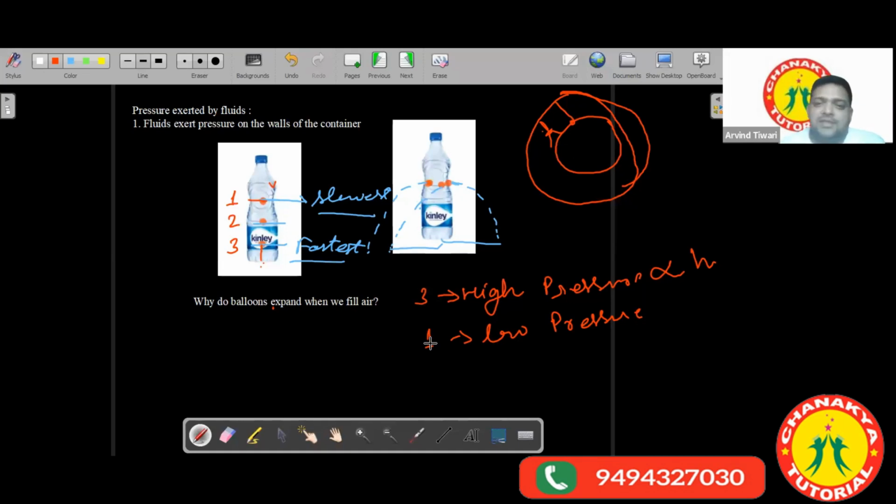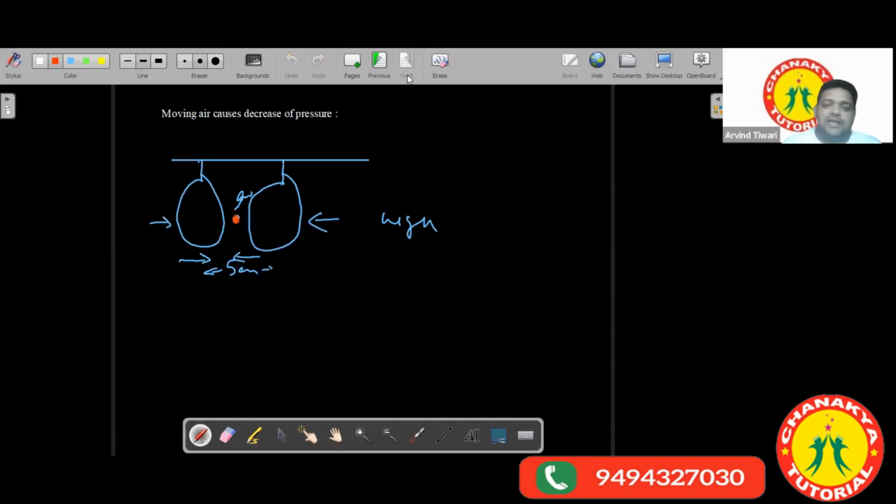Yeah, Pranava says it involves trigonometry. It involves a lot of factors. Okay. It involves a two-dimensional motion studied as a projectile. So that you will be studying later. But currently what we are studying here is decrease of pressure. Moving air causes decrease of pressure.